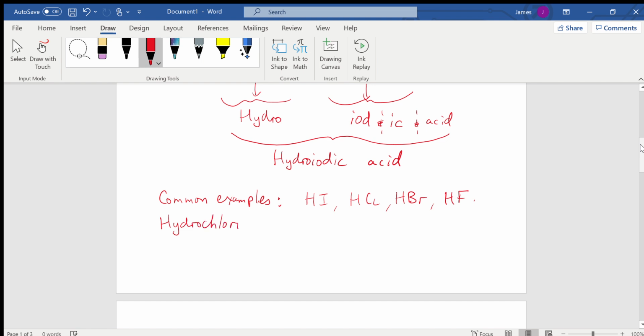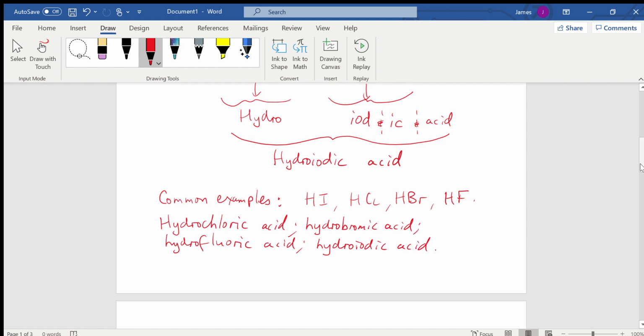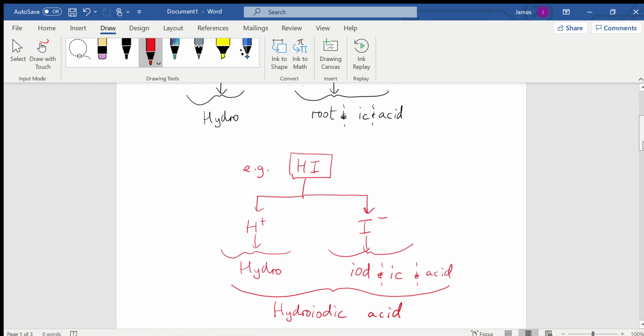hydrochloric acid, we have hydrobromic acid, we've got hydrofluoric acid, and I'll just do the last one in case you're wondering what the fourth one is, hydroiodic acid. So they're the big ones to keep a lookout for, and that's the procedure that you would follow.